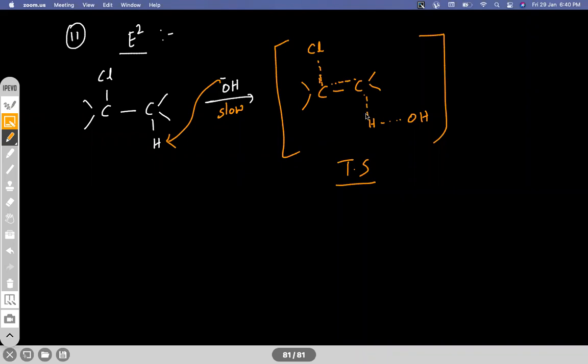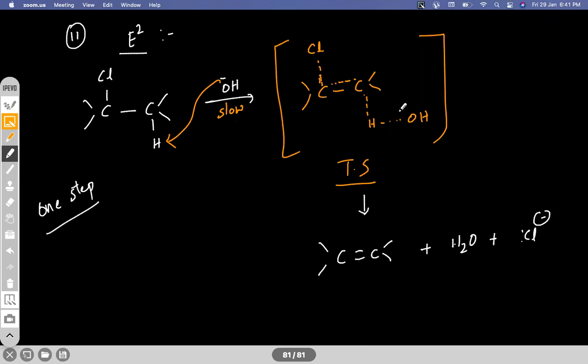TS means transition state. It is a situation where exactly the O-H bond is about to form, the carbon-chlorine bond is about to break, and the carbon-carbon bond is about to form. This happens in between, and then it finally converts into an alkene, right? H2O forms, and Cl minus also goes out. This happens in one step. It is a single step reaction. In order to understand, we write it this way, but it happens in one step.